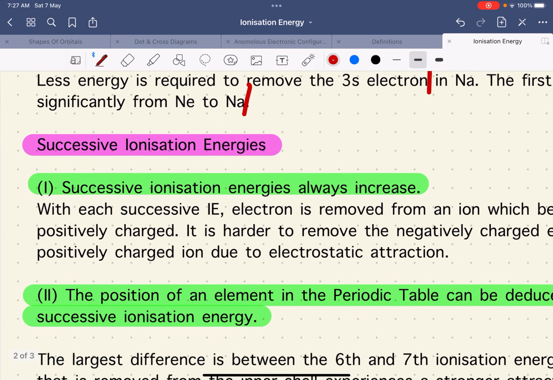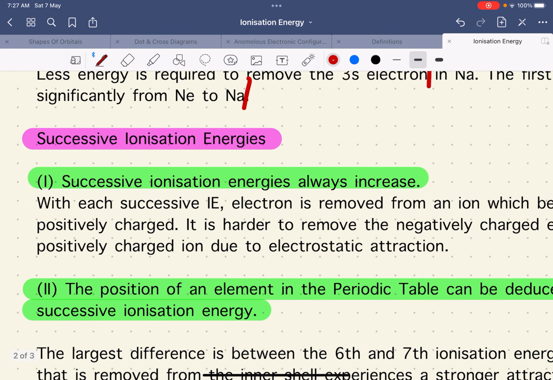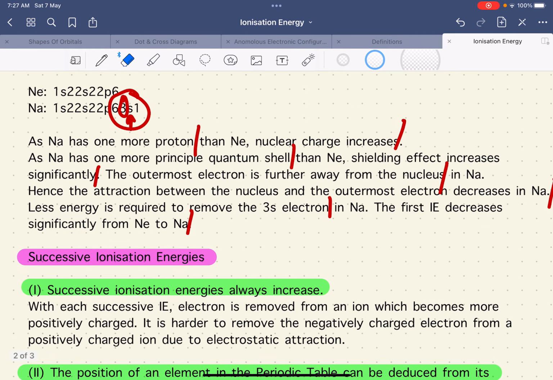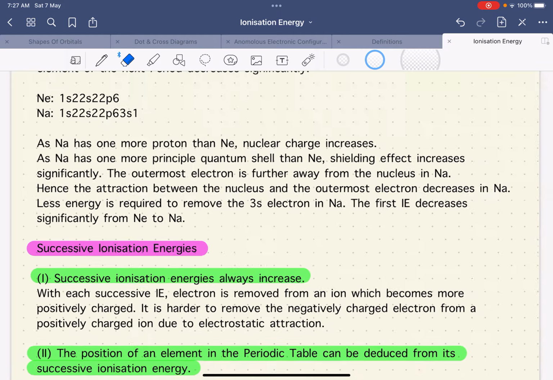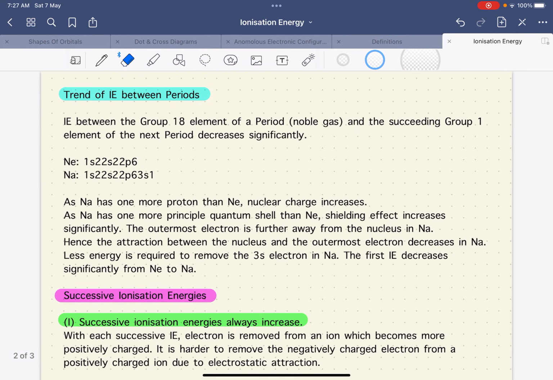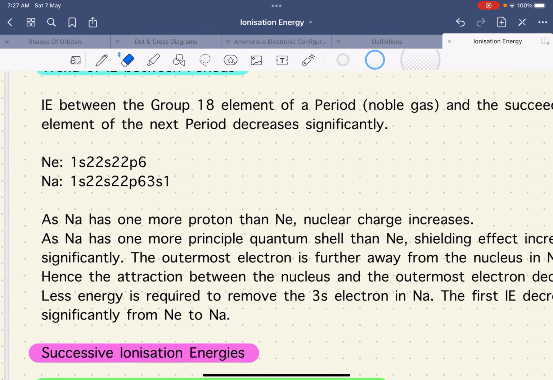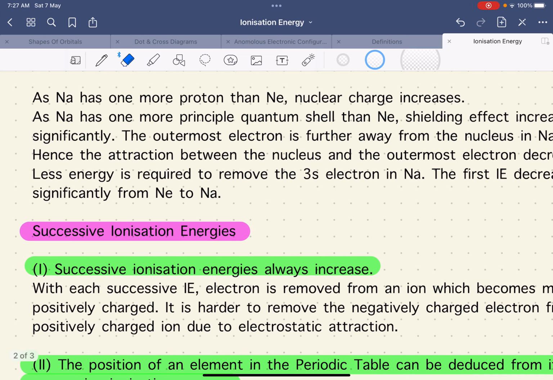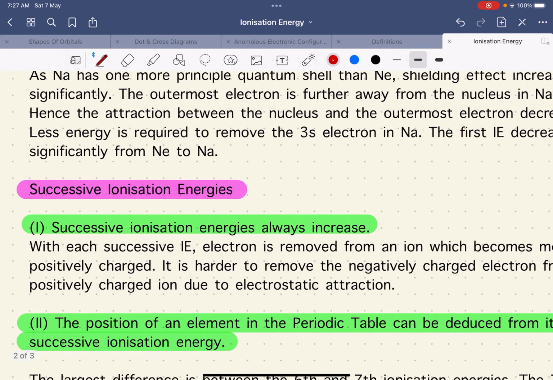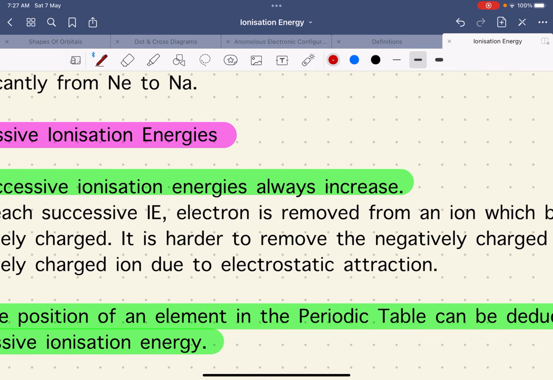Now, let's look at successive ionization energy. You have to go more in-depth into it. An important aspect is to know the second ionization energy and third ionization energy. Something more complex is the graphical analysis of the second and third ionization energy, but I have to study that more. If you guys know, can teach me.